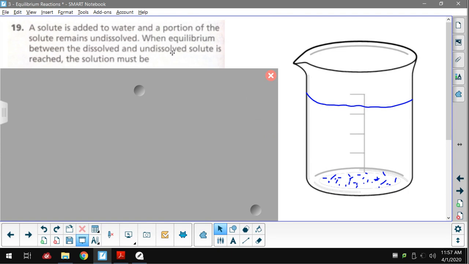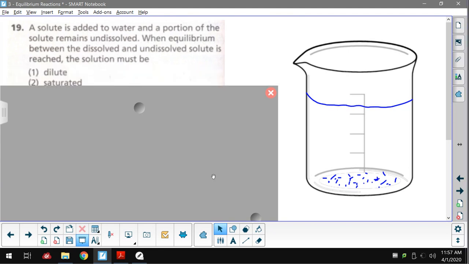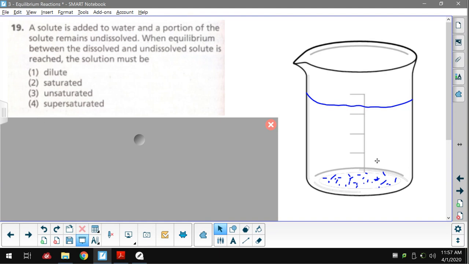It says when equilibrium between the dissolved and undissolved solute is reached, the solution must be, well, what that's saying is as this stuff dissolves into solution, some of the stuff that's in solution is going to undissolve and precipitate back onto the bottom. That is a solution that is in equilibrium, and those are saturated solutions. Saturated solution means as solute dissolves, solute undissolves and precipitates out, and that is a saturated solution. Saturated solutions are equilibrium. We've talked about saturated solutions in the last couple of days.